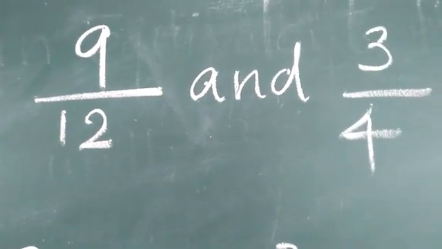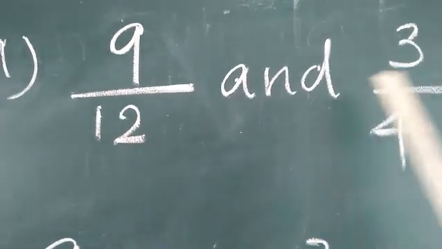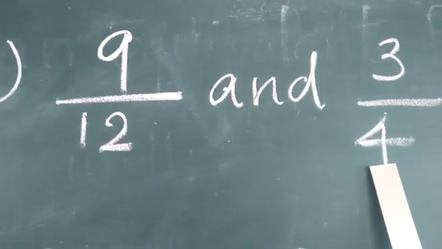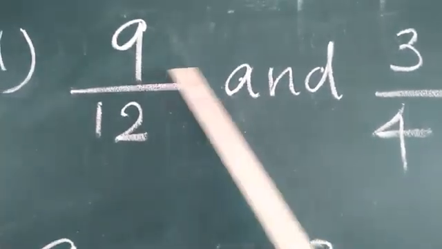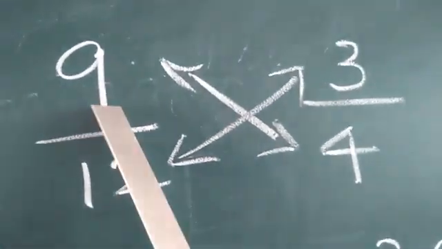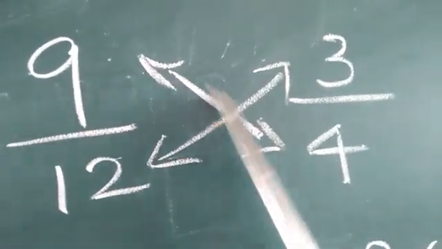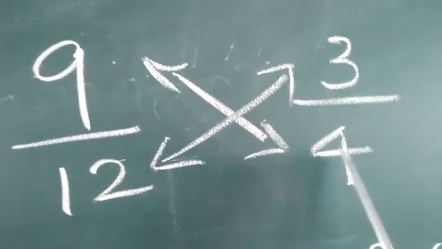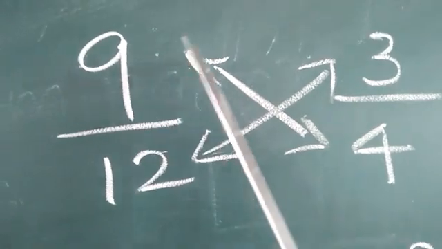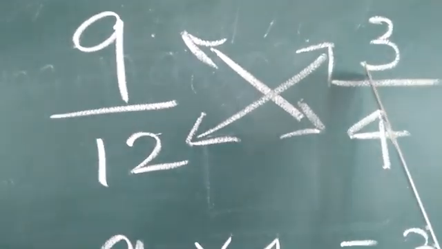One more question we can do. Check whether 9 by 12 and 3 by 4 are equivalent fractions or not. How will we check? We will go for their cross product. So we can write 9 by 12, 3 by 4 like this. Put a cross and multiply the numbers. So, which numbers will we multiply? 9 with 4 and 12 with 3.